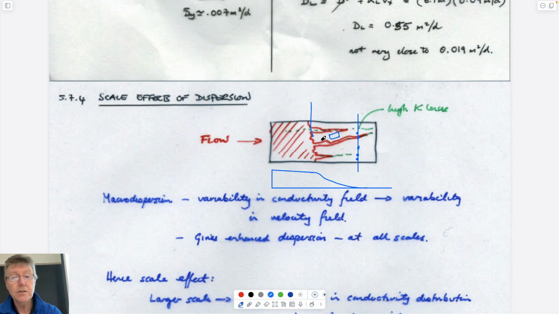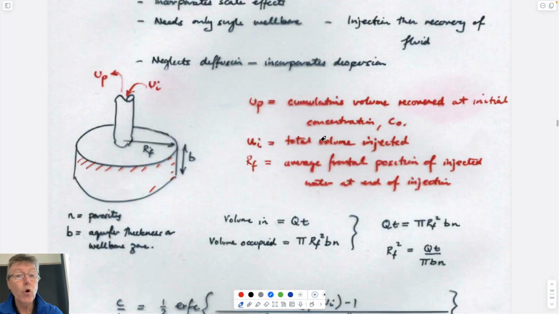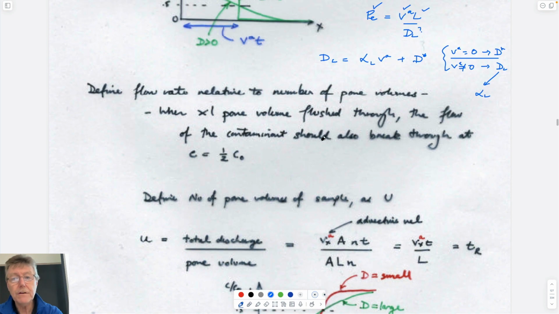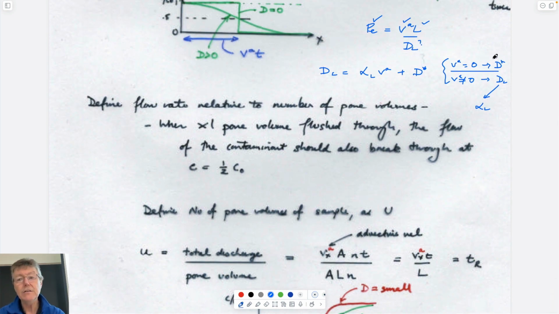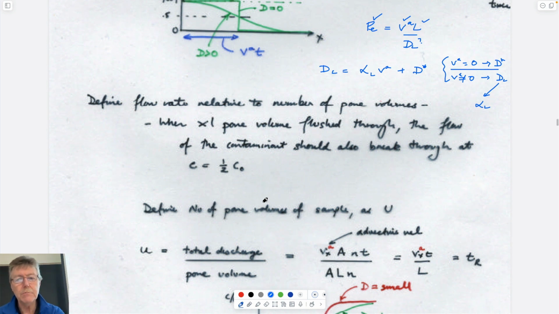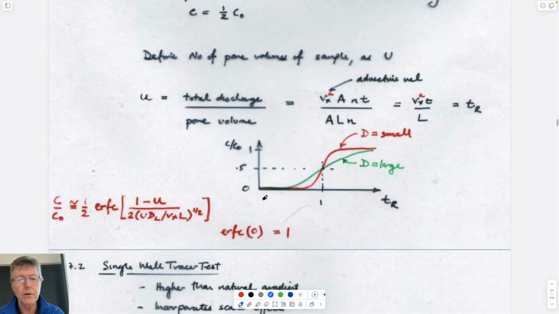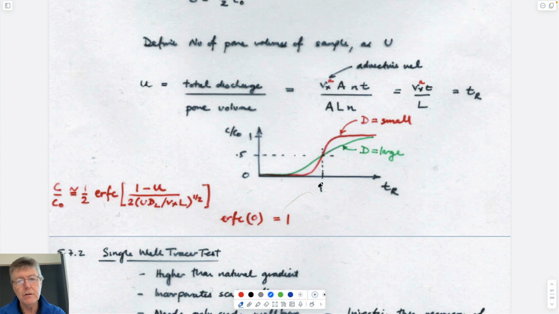So it turns out that using cores in the laboratory is great for getting values of molecular diffusion in the system because it samples things at small scale, but it doesn't sample things at field scale, which are actually what control this term here. And so you don't get a good representation of that. And so no one ever does this for measuring the mechanical dispersion in these systems, although you can do it. But it's straightforward the way you do it.